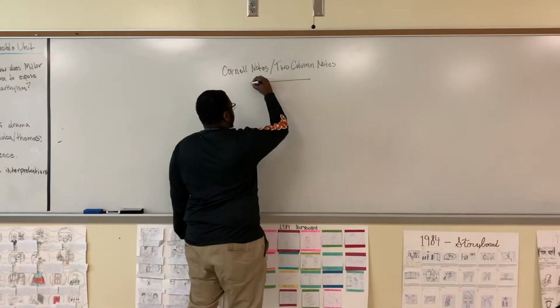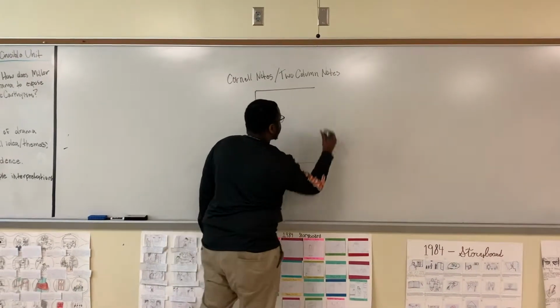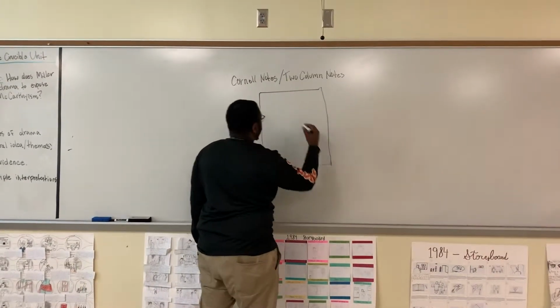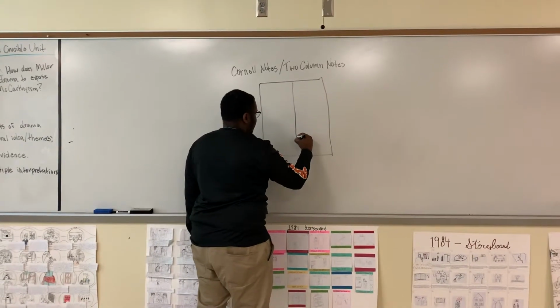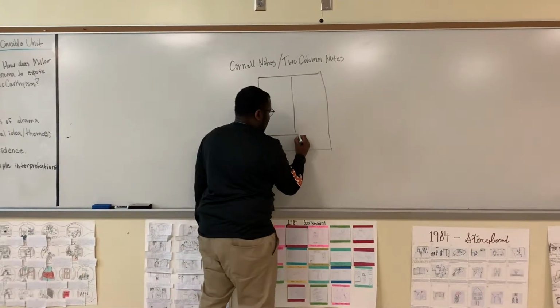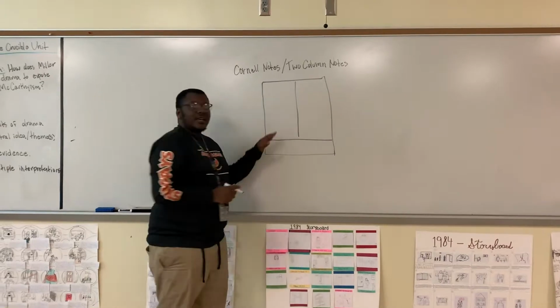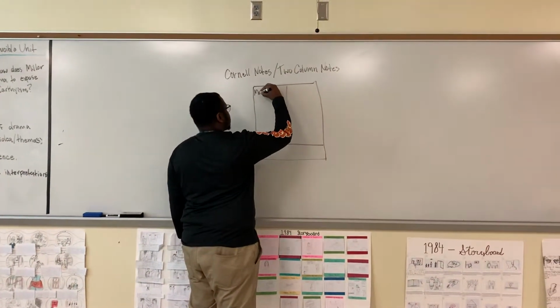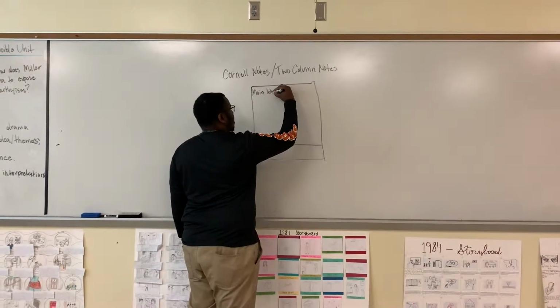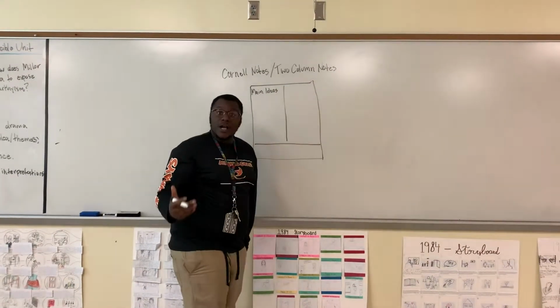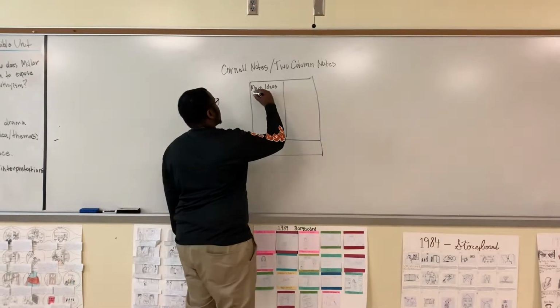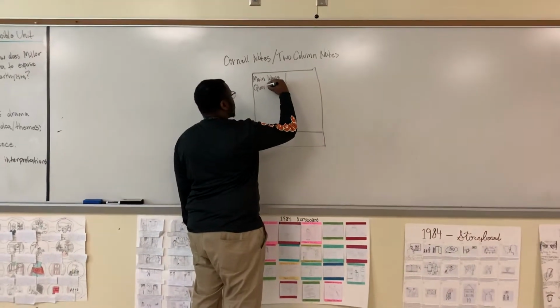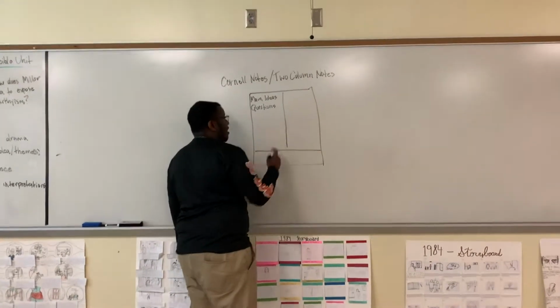On your paper, of course, you're going to create two columns and then a section, a rectangular section at the bottom. In the left-hand side, that's where we put our main ideas of the passage we're reading or any questions about the passage that we may have. So main ideas or questions go in the left-hand column.